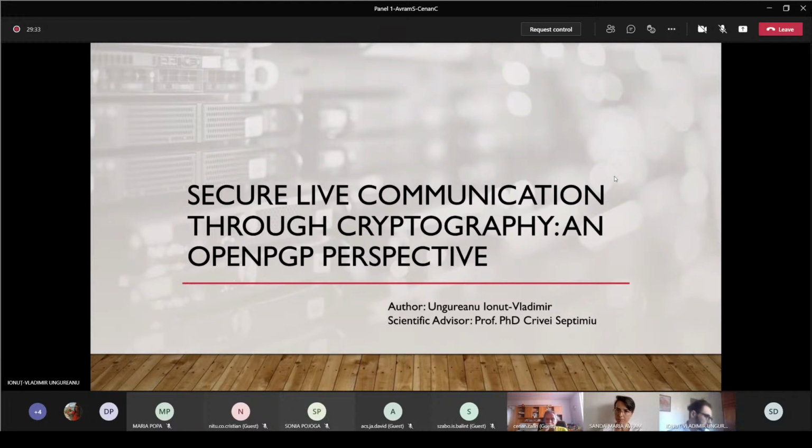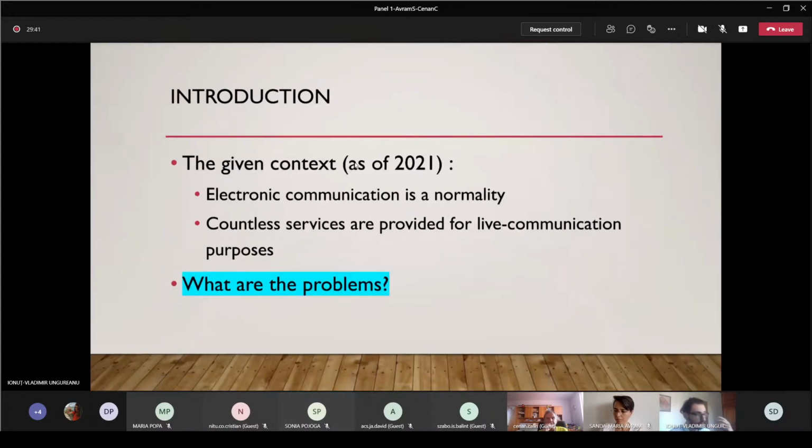Okay. So today I'm going to talk to you about the importance of secure communication. I would like to start by defining the context because this is the most important thing. Why do we need a secure communication procedure? As of 2021, electronic communication is a normality, especially during the COVID-19 crisis. We communicate mainly electronically. As such, we have a lot of solutions for this, and I'm going to tell you why they are bad solutions.